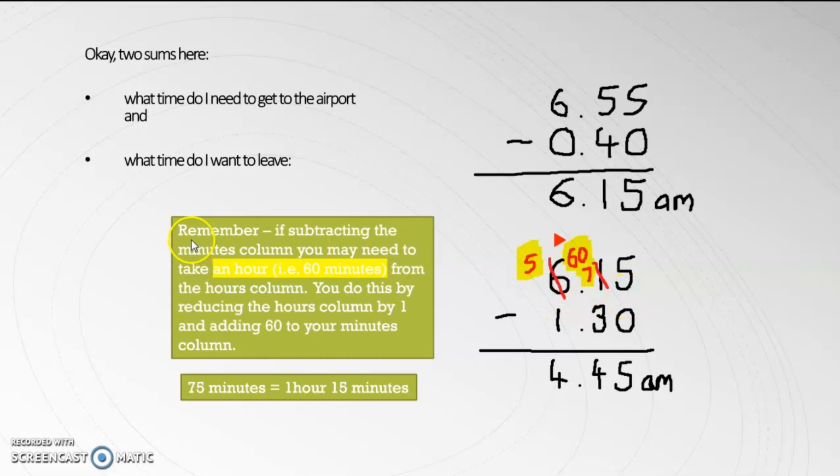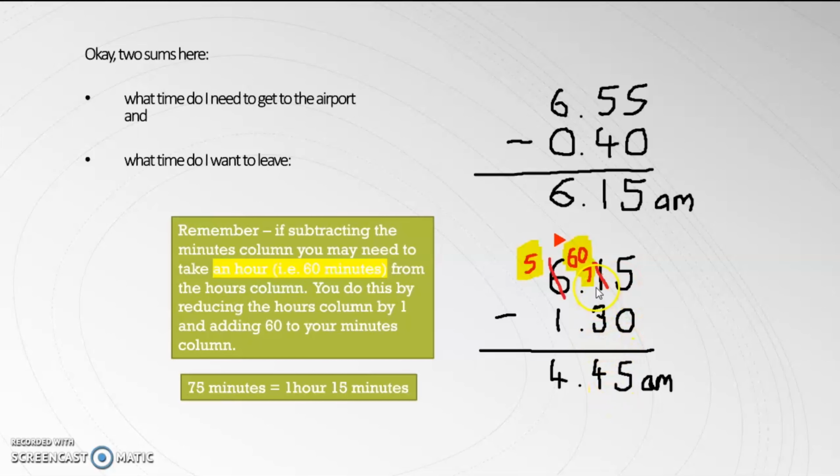Now over here, remember, if subtracting the minutes column, you may need to take an hour, for instance 60 minutes, from the hours column. You do this by reducing the hours column by 1 and adding 60 to your minutes column. So I'll just show you that working here. So again, this idea of when we're dealing with hours, we're also dealing with 60 minutes. So in this instance, 0 from 5 is 5.